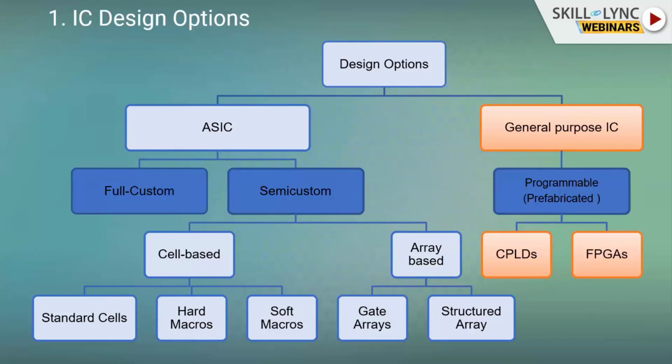Full custom means every individual cell we have to design one by one. The IC chip today contains millions of gates, and designing that within a month or even a year would take a huge time. That's why, instead of full custom, they use already designed libraries. We call that a library.